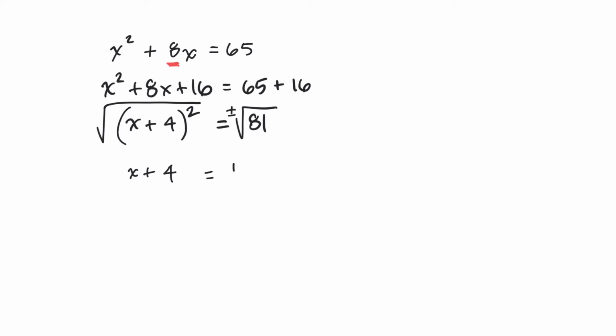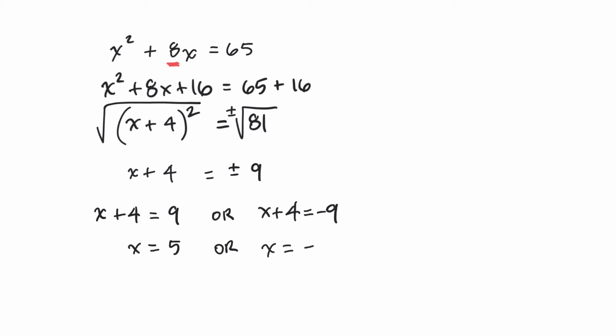So then I have positive or negative 9 here. So I can break this up into two equations. x plus 4 equals positive 9, or x plus 4 equals negative 9, just like that. Subtract 4 from both sides, I get x equals 5, and then subtract 4 from both sides here, I get x equals negative 13. So there's our two solutions to this equation.